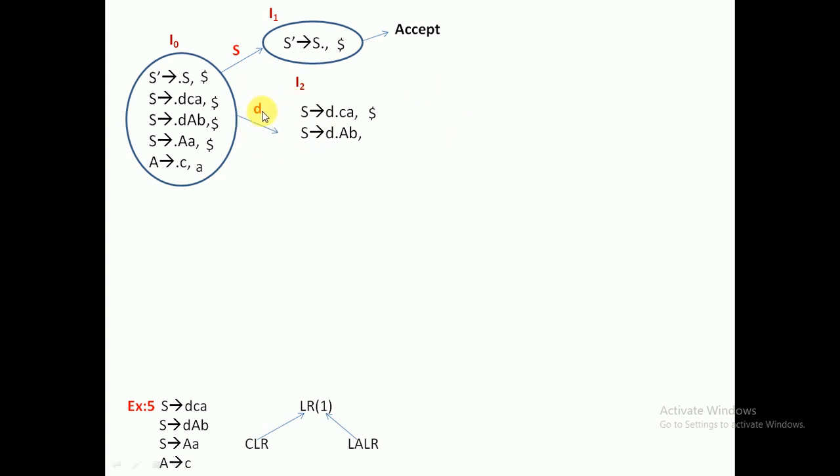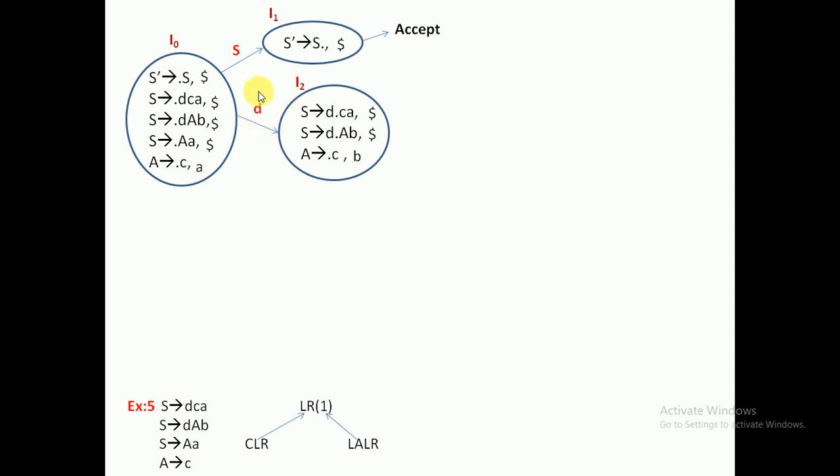The previously created state is I2, so in I2 only you have to write all those things. S derive small d over, you will reach D dot A, and after this A, dollar as usual. After this A there is a non-terminal, so we have to write the closures of that A. So A derive dot c. Now what is the lookahead of this production? After this A there is only one character, that is B. B becomes the lookahead. So this is I2.